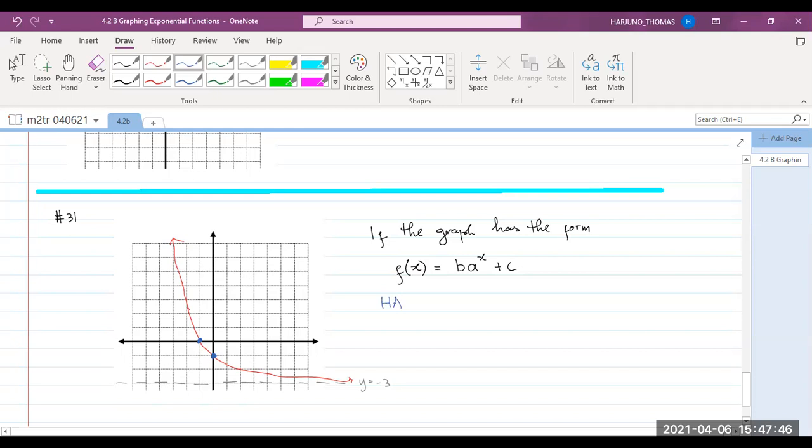Horizontal asymptote, y equals -3. That will be our c. So f(x) is b times a to the x minus 3. Well, because the horizontal asymptote for any basic exponential function is y equals 0, it becomes -3 here because of the constant.